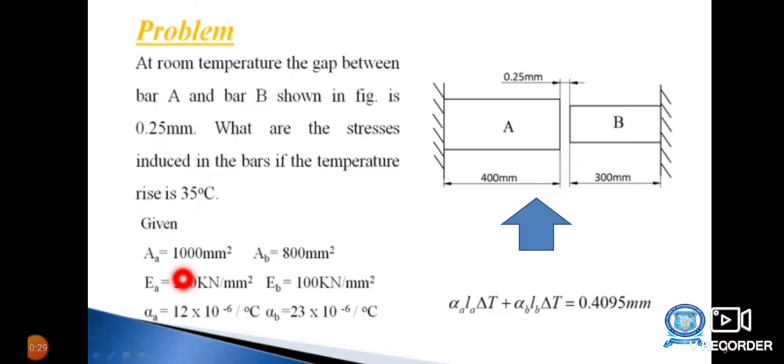Then the coefficients of thermal linear expansion alpha A, alpha B are given. Another one, the equation is given. That is very important, the formula given in the problem. Alpha A LA delta T plus alpha B LB delta T is equal to 0.4095 mm. That is the given equation.